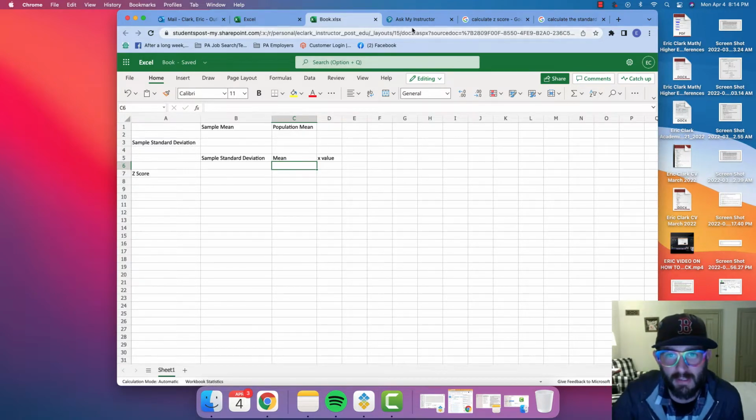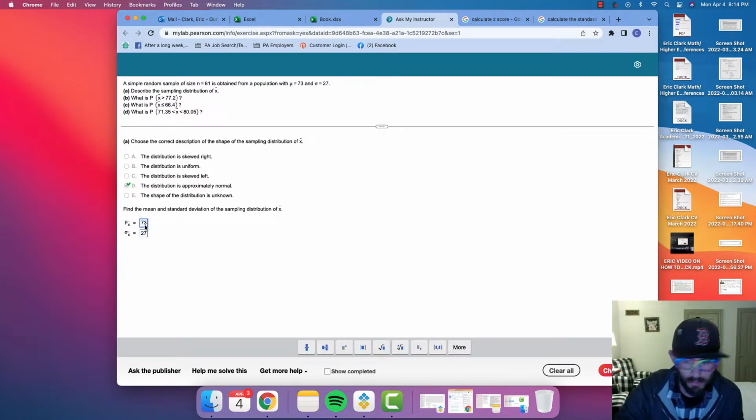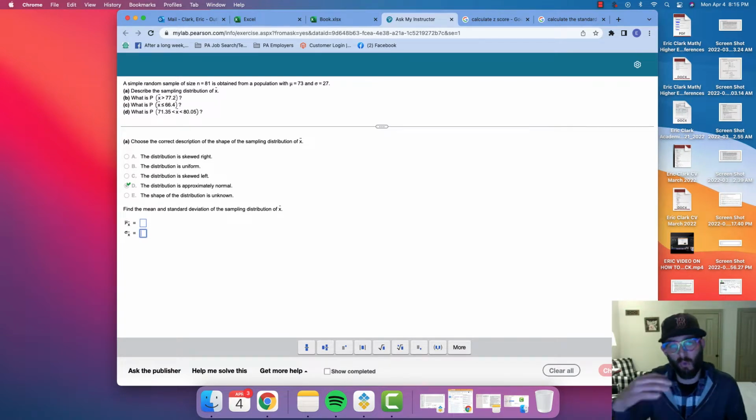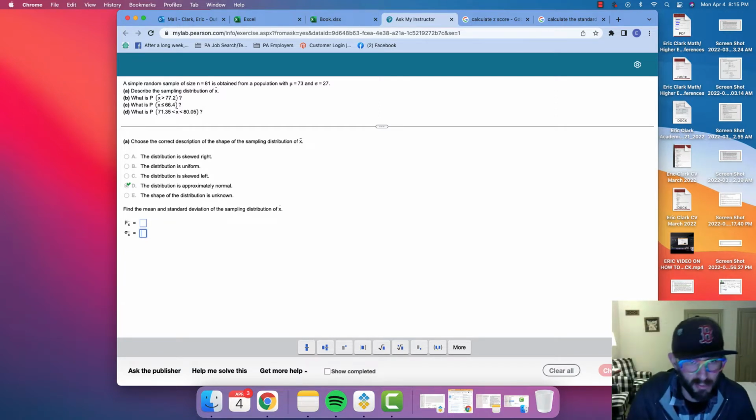So I have this question here, and let me clear this out just because I was messing around. In this problem, it says a simple random sample of size n equal to 81 is obtained from a population whose mean is 73 and whose standard deviation is 27. What we need to do here is identify 4 different tasks. So we want to describe the sampling distribution of X bar.